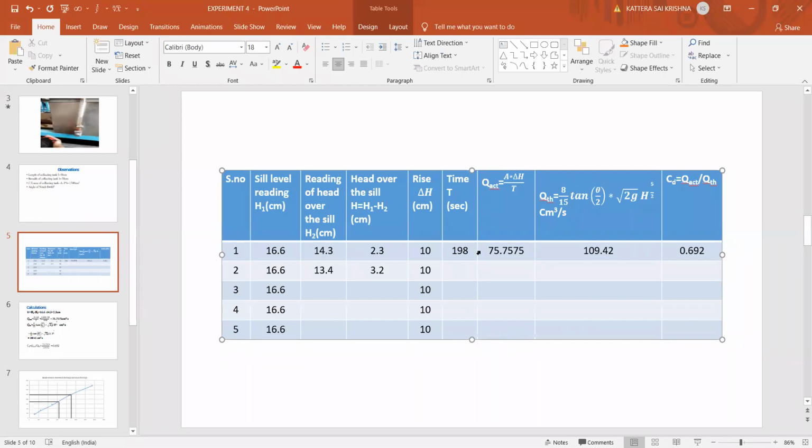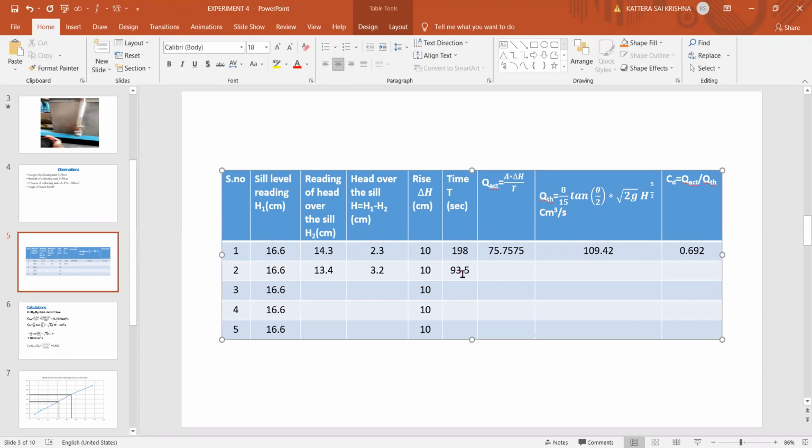Any guess whether the time taken for the 10 centimeters rise will increase or decrease? What is happening? Water flow is increased. So will the tank get filled soon or slowly compared to the previous reading? Soon. Decrease. Yes, so automatically the time taken for the 10 centimeters rise will decrease. So we are getting 93.5 seconds. Within 93.5 seconds, the 10 centimeters rise in the collecting tank gets filled.